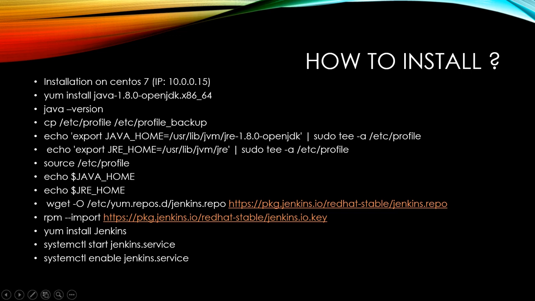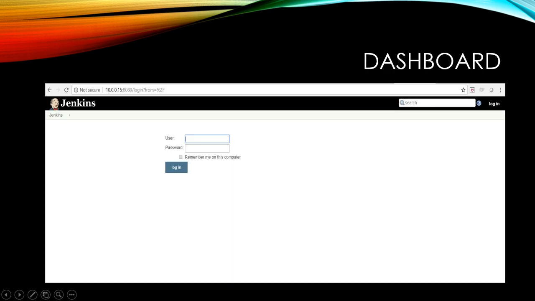Then you need to download the Jenkins repo, and after downloading the Jenkins repo, you need to install it through the rpm command, and then you can simply run yum install jenkins, and in this way you can install Jenkins. After that you can start it and you can enable the Jenkins service, so during system startup it starts automatically. This is how the dashboard will look when you install Jenkins.